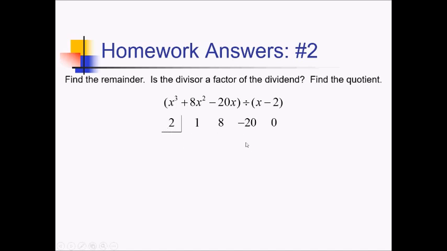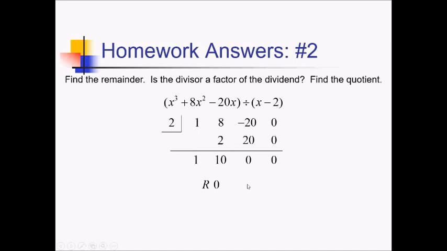Leave some space, draw a line, bring down our first coefficient of 1. And now I multiply my box number by all those bottom row numbers. So 2 times 1 gives me 2. Now I add the top 2 rows to get the other bottom row numbers. So 8 plus 2 is 10. 2 times 10 is 20. Negative 20 plus 20 is 0. 2 times 0 is still 0. And 0 plus 0 is 0. That last 0 is a remainder. That's our remainder of 0.